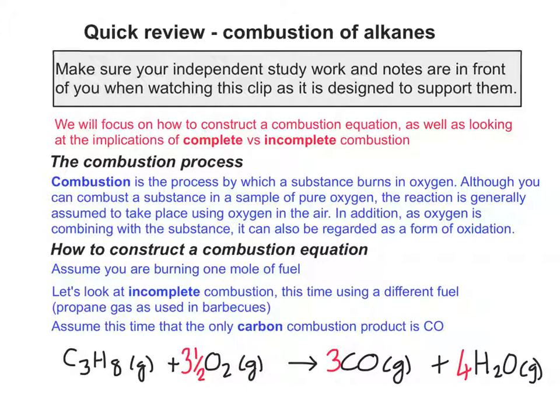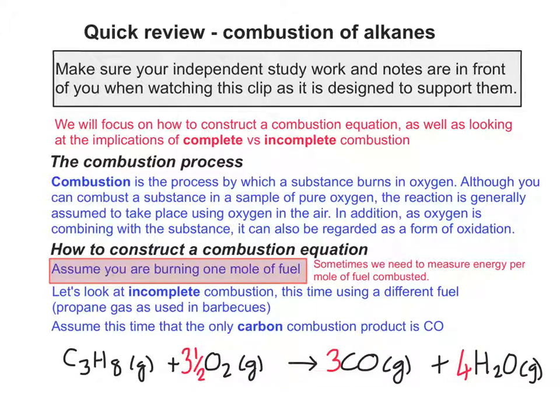Now we're allowed to do this in chemistry because we said at the beginning that we were assuming that you're burning 1 mole of fuel. And the reason for that is sometimes we need to measure energy per mole of fuel combusted. Let's say that we're analysing 2 different fuels. So for that reason we have to use improper fractions. You could use a decimal if you wanted, 3.5.